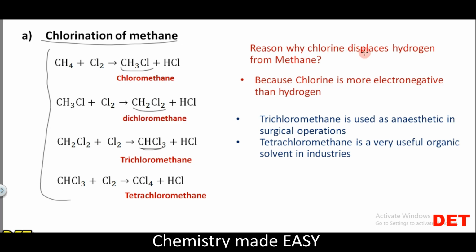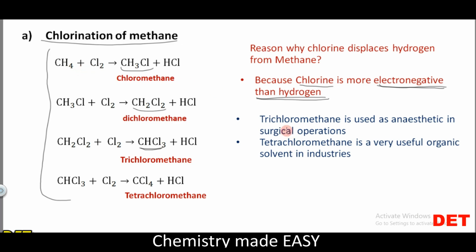What is the reason why chlorine displaces hydrogen from methane? The reason is because chlorine is more electronegative than hydrogen. You can be asked this in an exam. Why does chlorine displace hydrogen from methane? Chlorine displaces hydrogen from methane because chlorine is more electronegative than what? Than hydrogen. That is why it can displace the hydrogen from the methane.